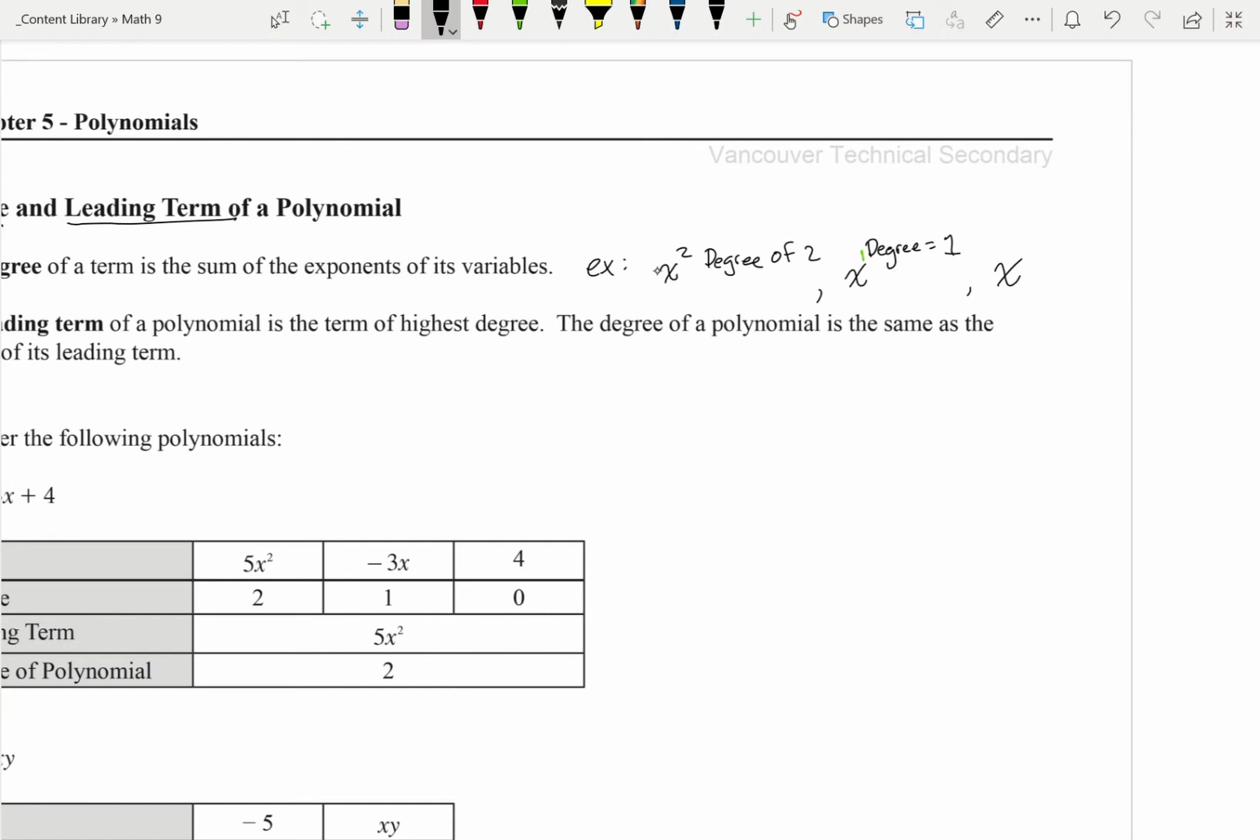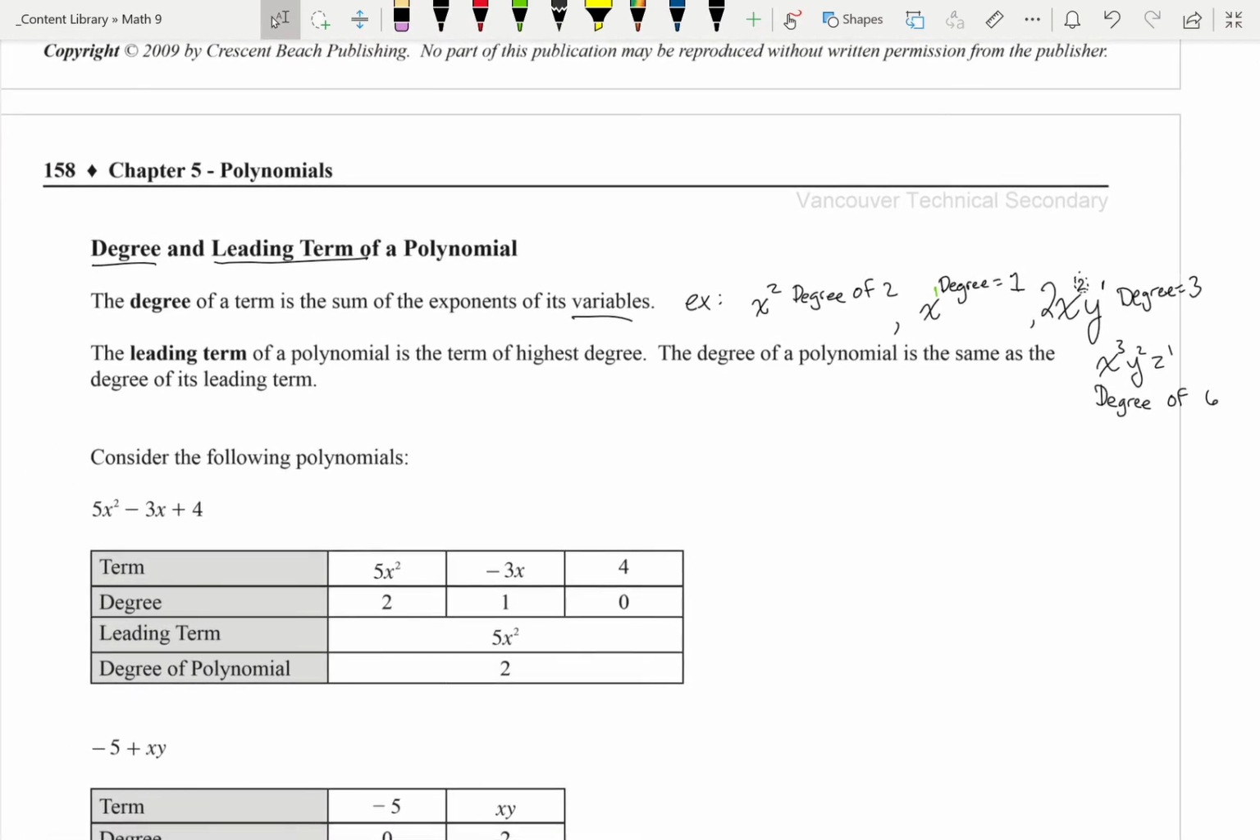A different way I can think about it is if I have 2x squared y, I'm only concerned with the variables. So I see there's a 2x here and then there's a y to the 1. So I add those together, so the degree of this one is equal to 3. And then lastly, I can have x to the 3, y to the 2, z to the 1, and this is going to give me a degree of 6.